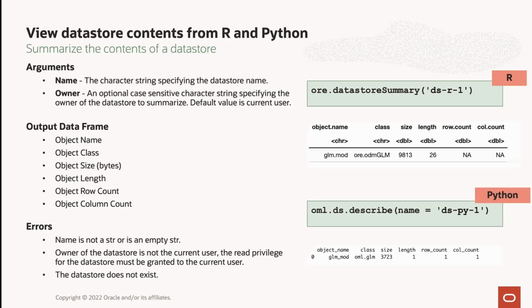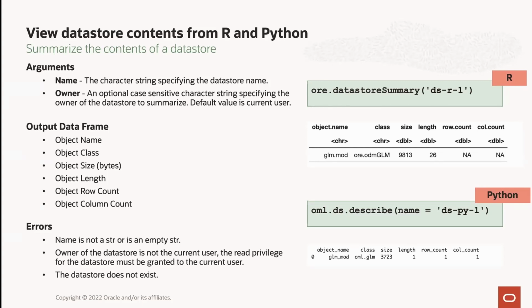So now that we are able to list our data stores, let's look at the contents within those data stores. So we can see that the models are saved into the respective R and Python data stores named dsr1 and dspy1. And we can see that here on the right-hand side of the screen.